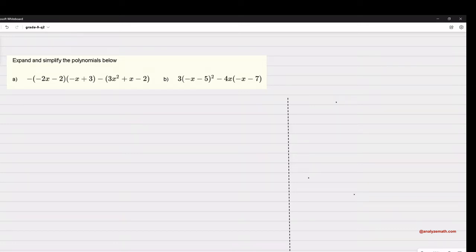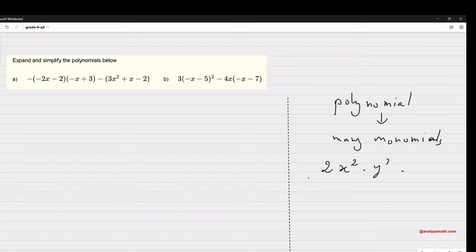In this video, we are going to multiply polynomials, group them, and then simplify. Now, remember that a polynomial is several monomials, so many monomials. And a monomial is a constant, for example, 2, multiplied by a variable to a certain power, for example, x squared, another variable y cubed, and so on.